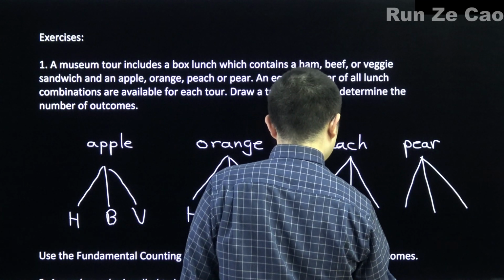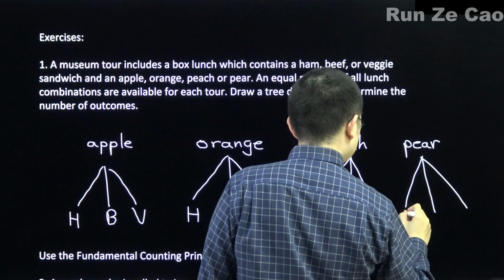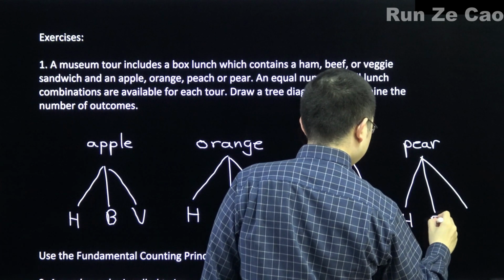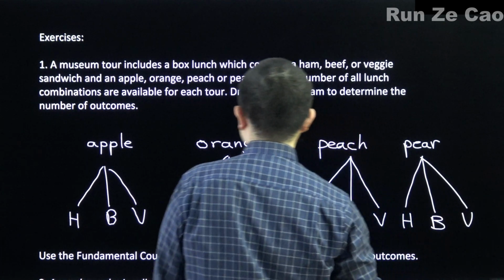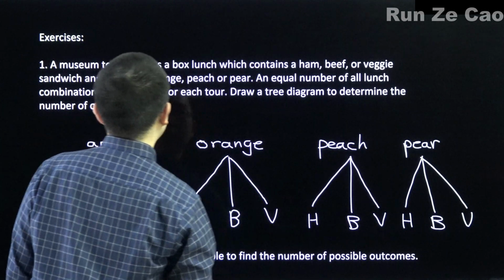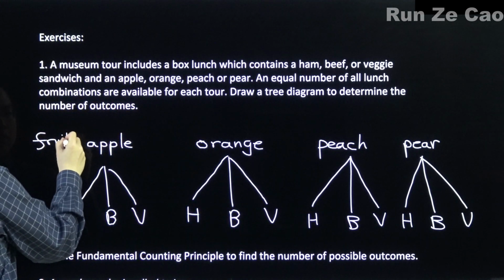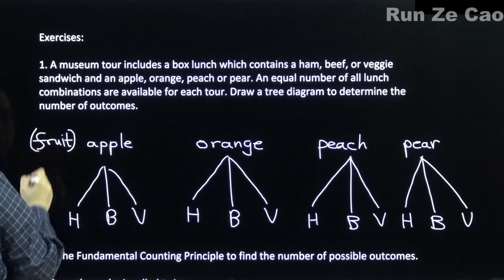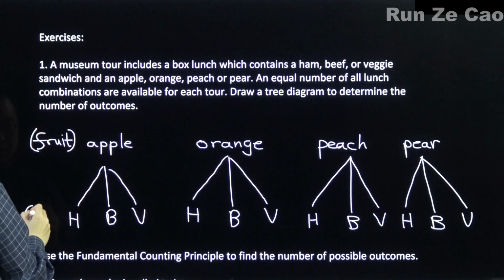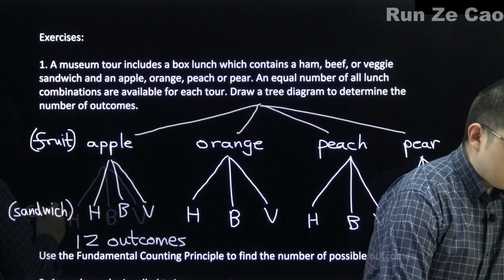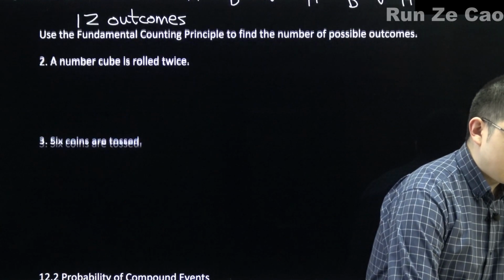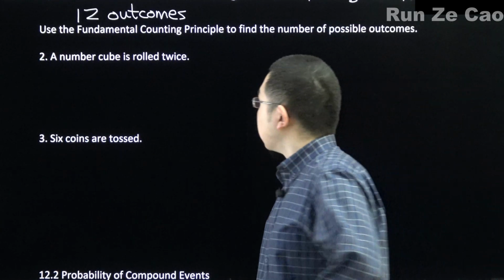Ham, beef, and veggie. So, this would be fruit. And sandwich. Well, next, let's use the fundamental counting principle to find the number of possible outcomes.